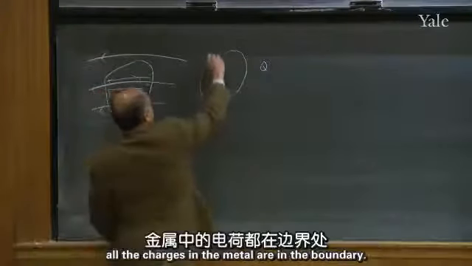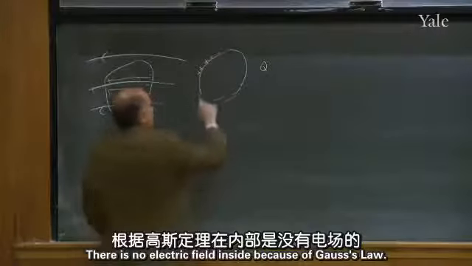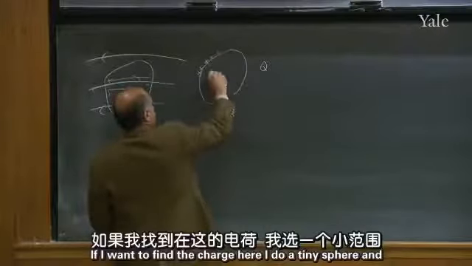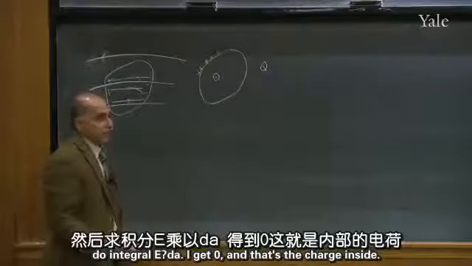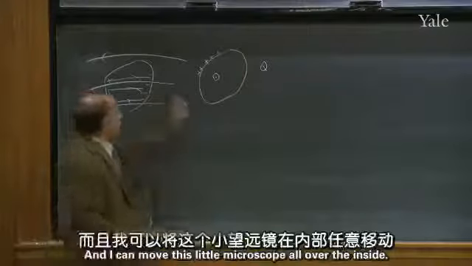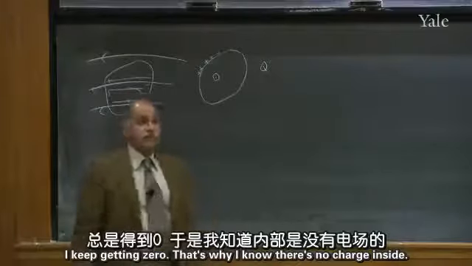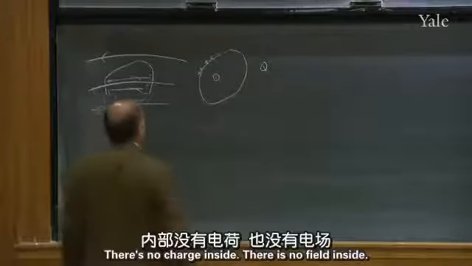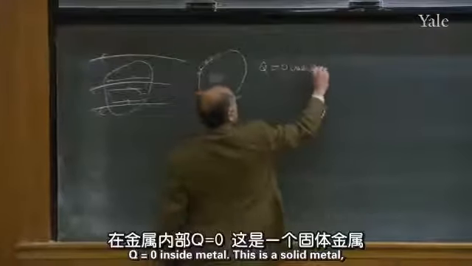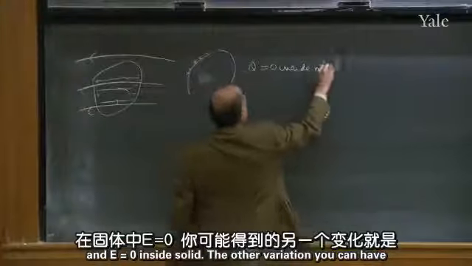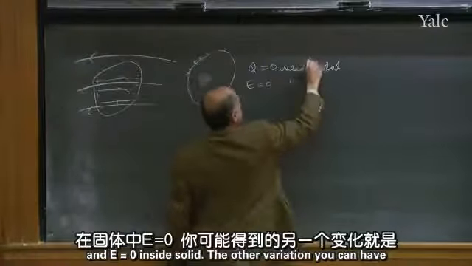So we know all the charges in a metal are at the boundary. There's no electric field inside because of Gauss's law. If I want to find the charge here, I take a tiny sphere, do the integral of E dot dA, and I get 0, and that's the charge inside. And I can move this little microscope all over the inside, and I keep getting 0. That's why I know there's no charge inside. There's no charge inside, there is no field inside. Q equals 0 inside the metal. This is a solid metal, and E equals 0 inside the solid.